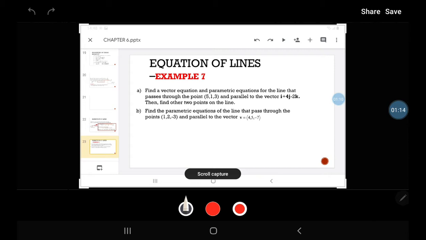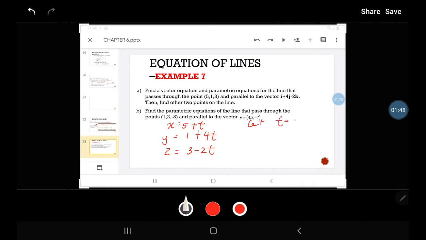Okay, let's do this first. This is the parametric equation for example 7a. Now we want to find the other 2 points on the line. The other 2 points on the line, we just let t be any number.